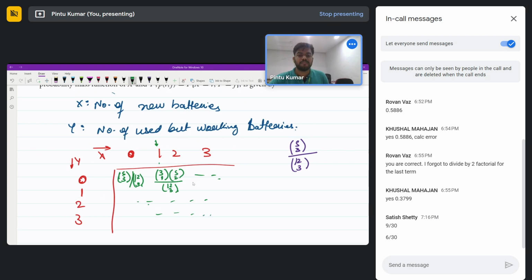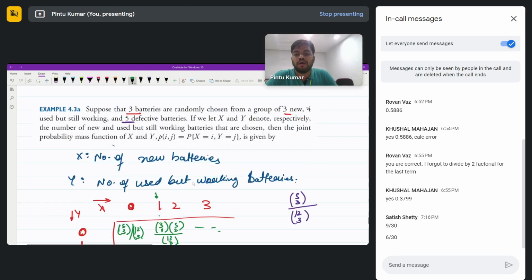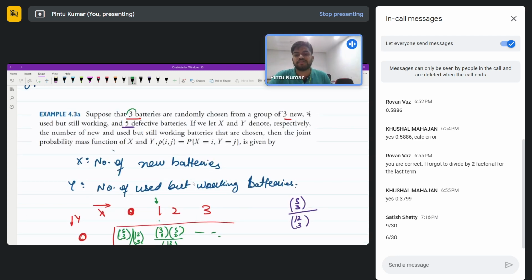Okay. But I think Y will go up to 4, but we are choosing only 3 batteries, right? So if you are picking only 3 batteries, how can your Y be 4? Out of 3, how can you get 4 used batteries? That is not possible. Okay, sir.